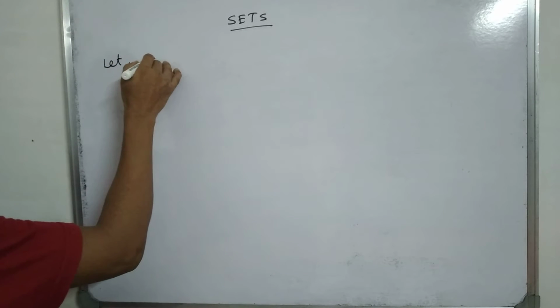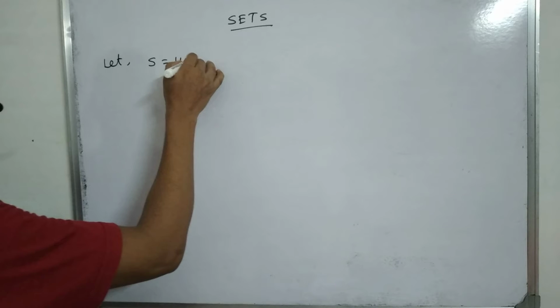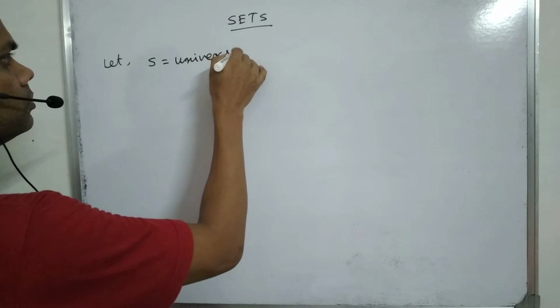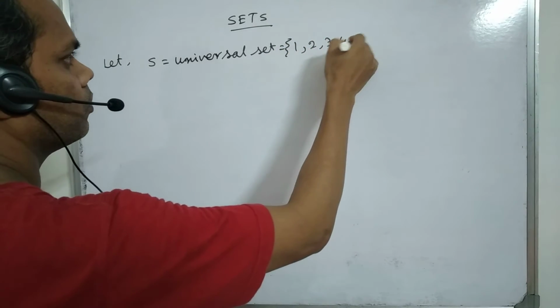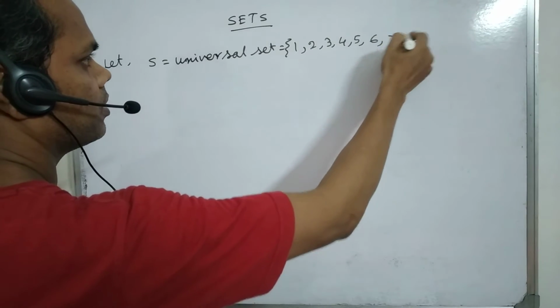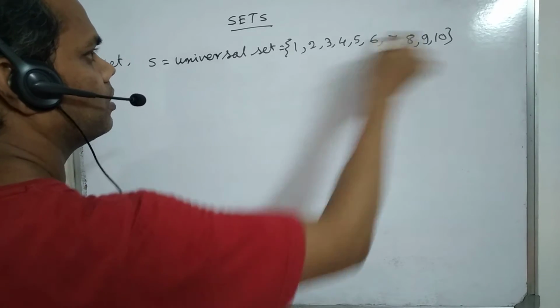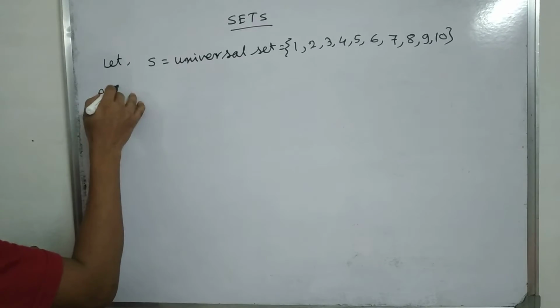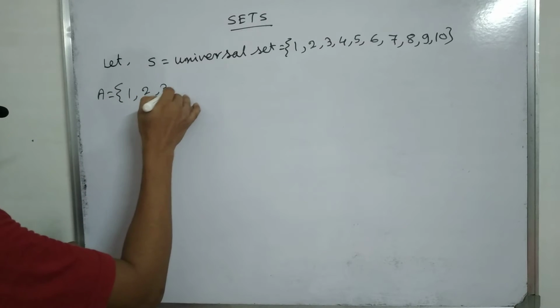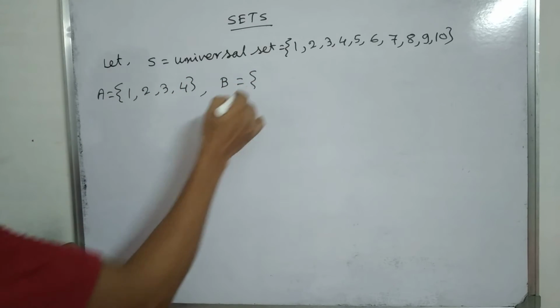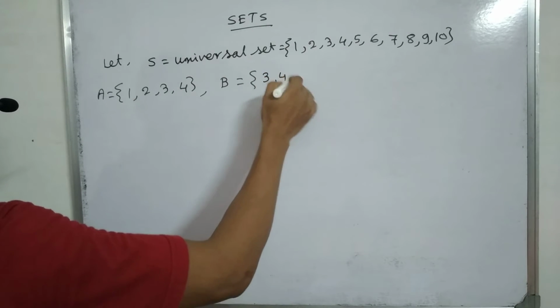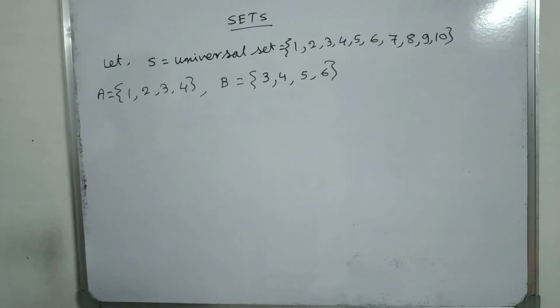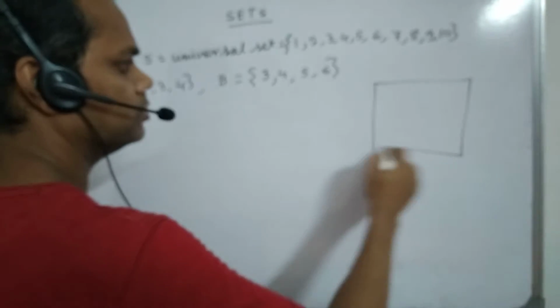Let S be a universal set, and this one is 1, 2, 3, 4, 5, 6, 7, 8, 9, 10. A be a set. A is 1, 2, 3, 4 and B is another set 3, 4, 5, 6. Now we have to find A complement. Now this is the universal set.